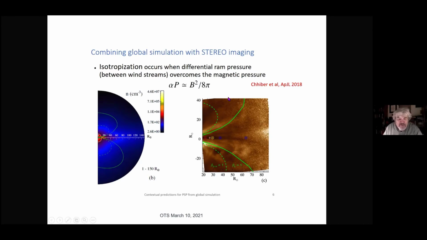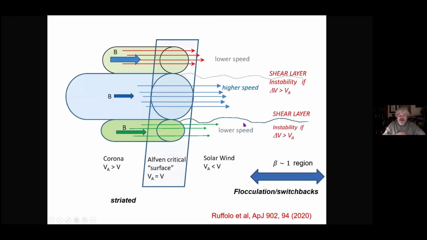So the condition for beta equals 1 is some constant times the pressure is approximately equal to the magnetic pressure here. And this is discussed in Chhiber et al., ApJ Letters 2018. So what else happens because of this transition? Well, we developed this idea about what Parker Solar Probe is seeing based on sort of this cartoon.